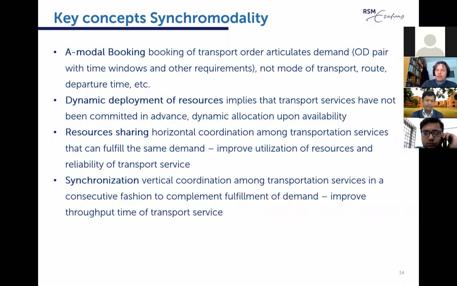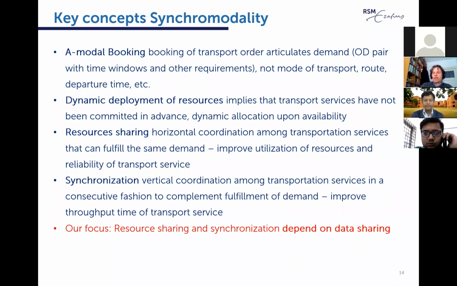Of course, it requires synchronization. One thing that is important, especially when you have consecutive steps, is to make sure that if you have a train and then a barge service connected, there's not a lot of waiting time occurring between those modes, right? So that's where synchronization comes in.